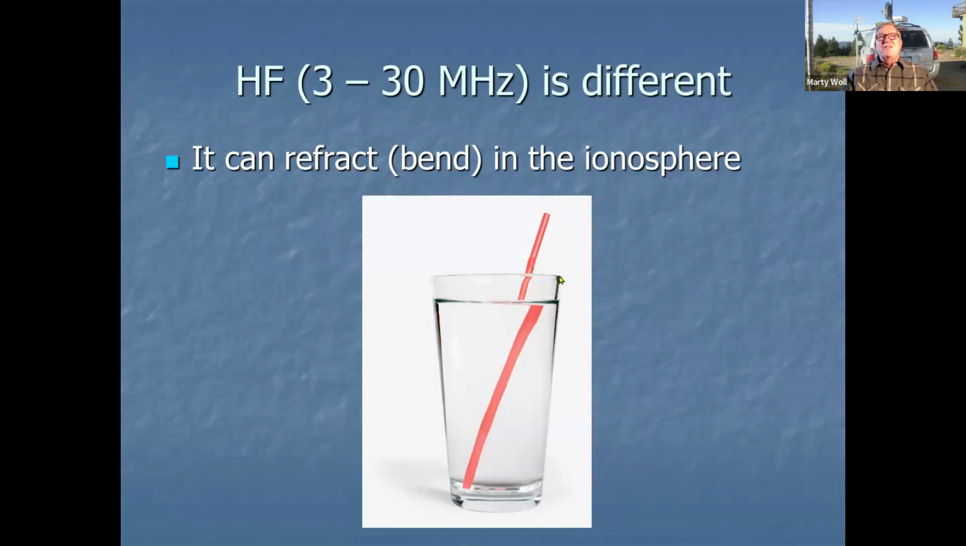What's happening is the light is going from one density medium to another density medium, and when it does, it refracts. So that's what we have. We think of it as a straight reflection, but it's really not. It's basically a bending. How much it bends depends on the angle that you hit it at and the frequency. And there are a lot of other conditions that will change during the sunspot cycle, change during the year, and change between day and night.